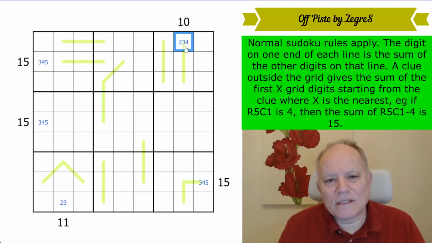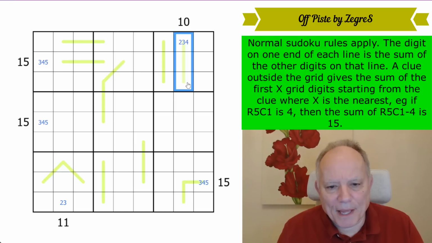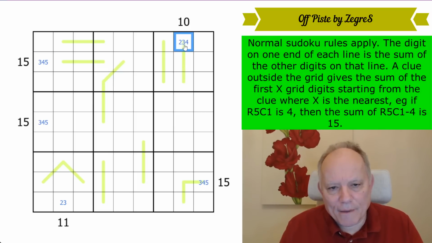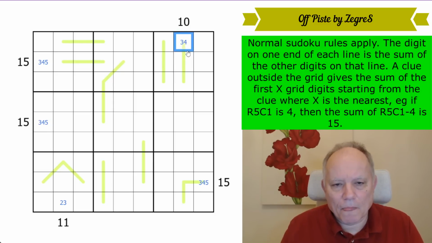Now, okay, let's look at this arrow that the 10 is on, because that seems to be the place to look, because there's an arrow and a clue all together. It clearly cannot be a 2 here, because then the first 2 cells would add up to 10. Well, which is fine, they would be 2 and 8. But how would that arrow function? It just couldn't exist. So that's not a 2.